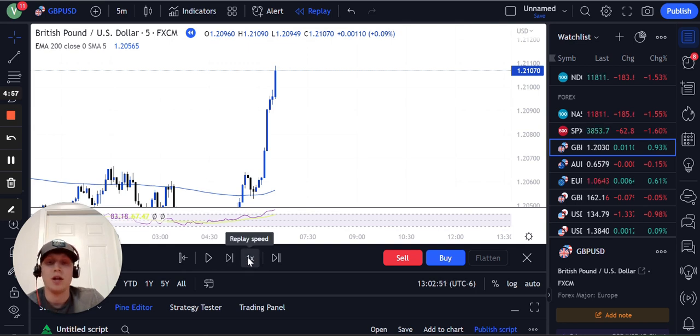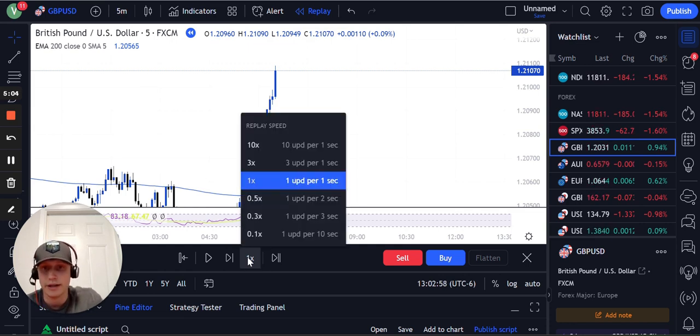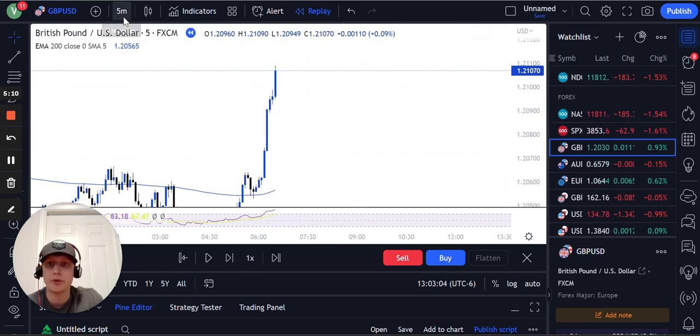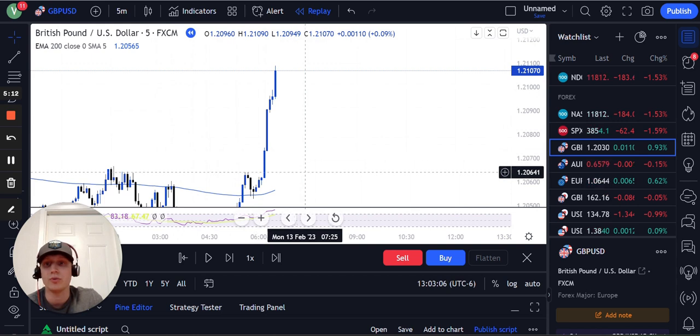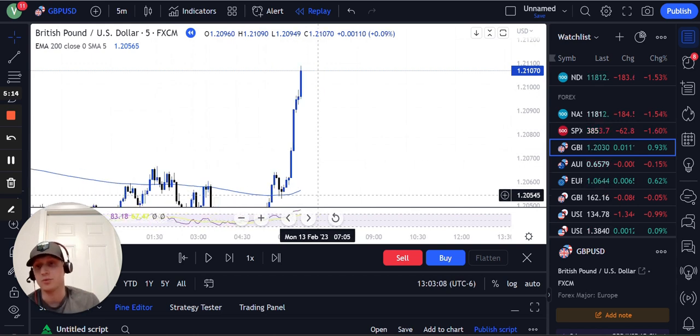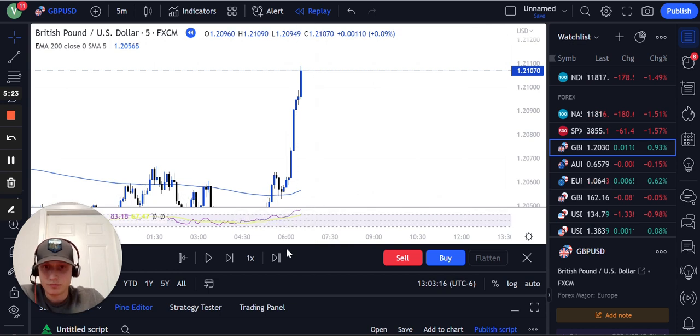You can change what your replay speed is if you want. So right now, I'll just do 1 times, but you can do it multiple times. And whatever time frame you're on, that's the time frame that it's going to backtest you in. So if you don't trade the 1 hour, then don't backtest the 1 hour. Pretty simple, but I just wanted to make sure that that was clear.